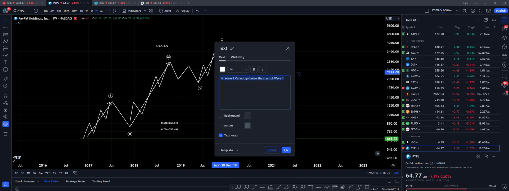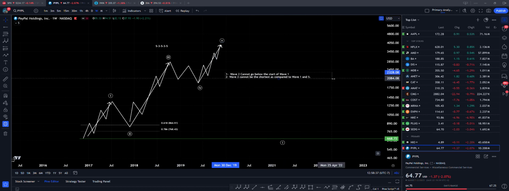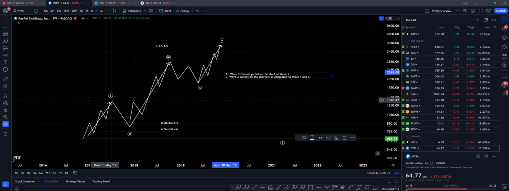The second rule that should not be broken is that wave three cannot be the shortest as compared to wave 1 and 5. Among the three fast moving directional waves here, which are wave 1, 3, and 5, the 3 cannot be shortest. The 3 has to be the longest one as compared to wave 1 and wave 5.